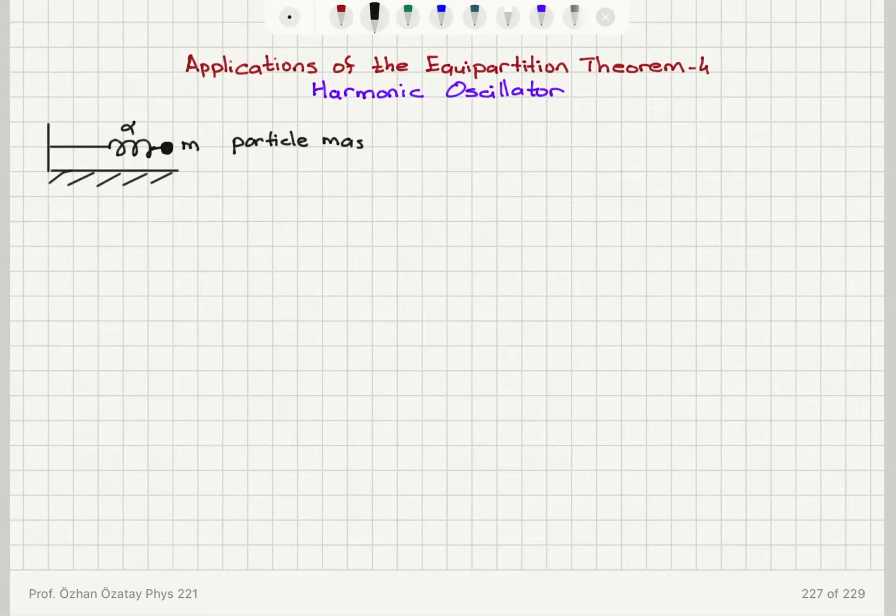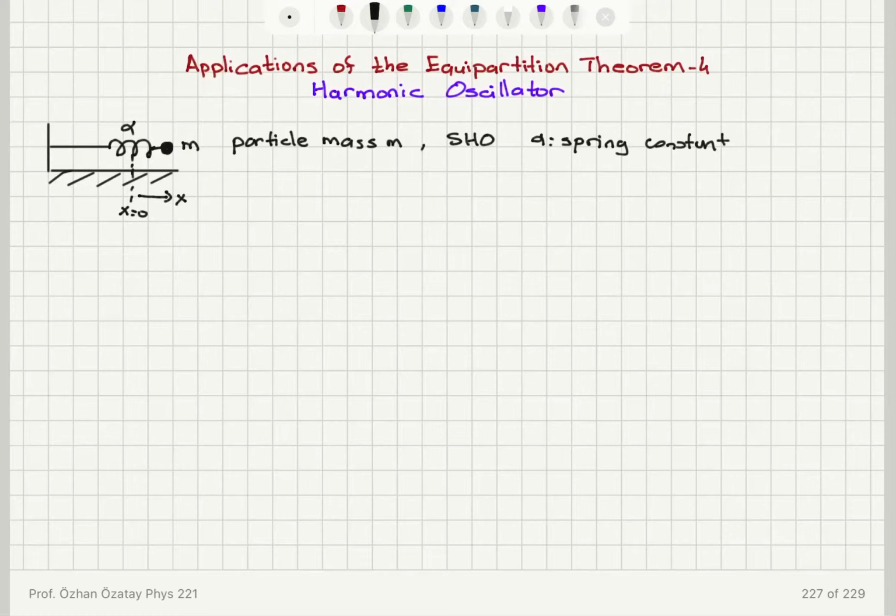So I have a particle of mass m performing simple harmonic oscillations, simple harmonic motion. Alpha is the spring constant, and if the equilibrium position of this spring is here, this is x equals 0, then I have deviations from the equilibrium position, the position of the particle given by x, and its momentum given by px.